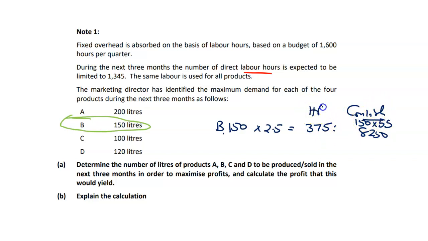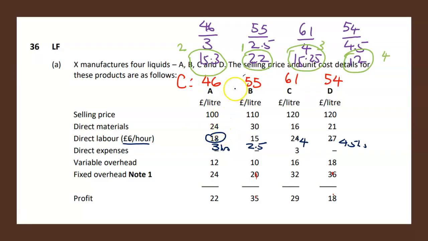These are the hours that I've used, and this is the contribution as a result of it. Because the question ultimately wants me to find out profits as well, I can do both together. So what have I done? I've worked out how many hours I've used so far, and I've also worked out the contribution as a result of these 150 units. Then I'm going to make A, and A needs 3 hours.